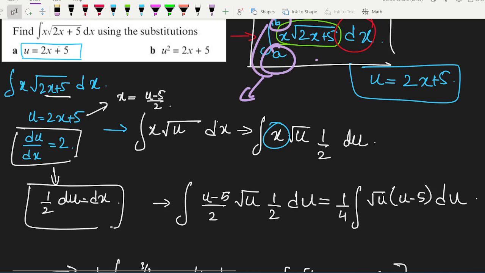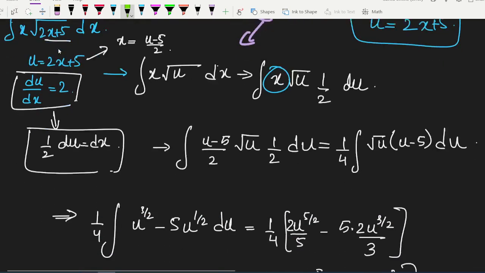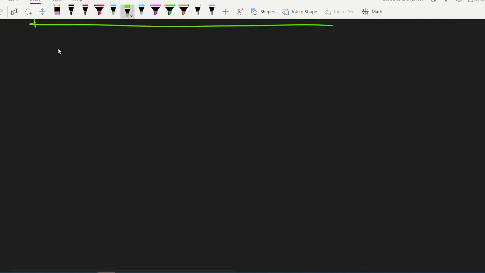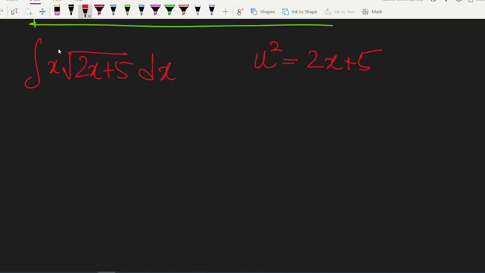In part B, they have given us another substitution, and they have said to integrate the same question using this other substitution, right? So once again, we have to integrate x root 2x plus 5, but now the substitution is a bit different, right? The substitution is u square equals 2x plus 5. So let's do this. The question is the same. We have to integrate x under root 2x plus 5 dx, but now the substitution is u square equals 2x plus 5, right?